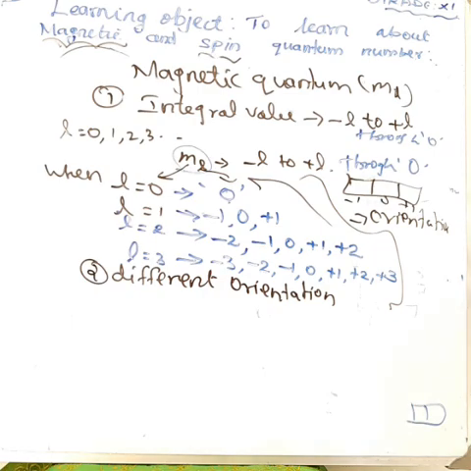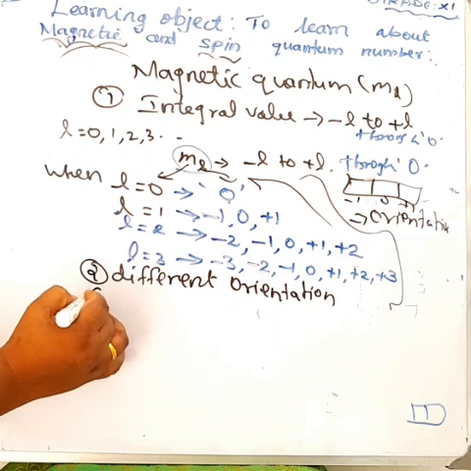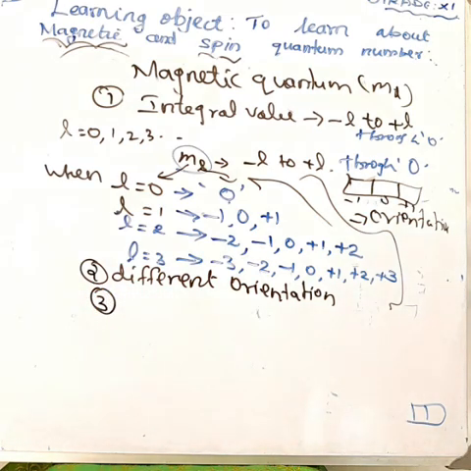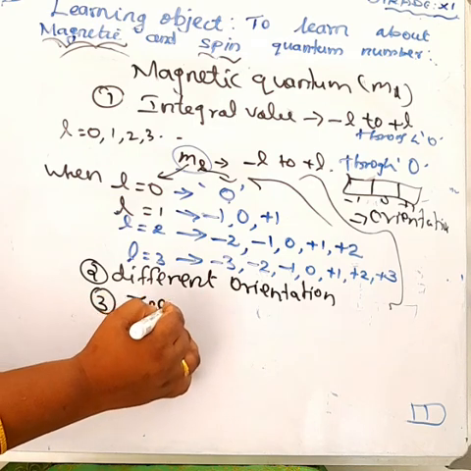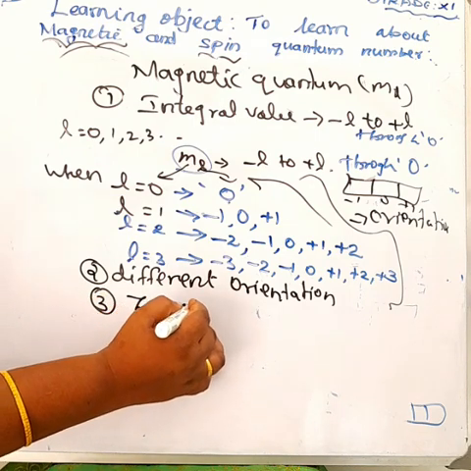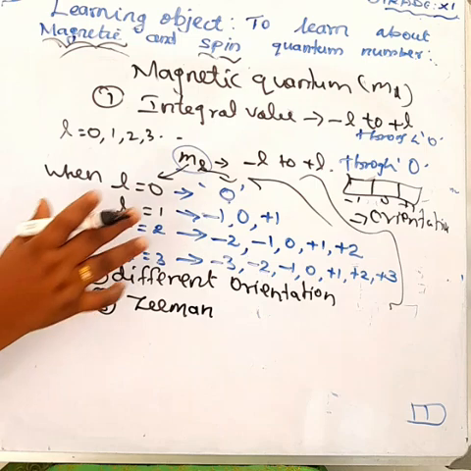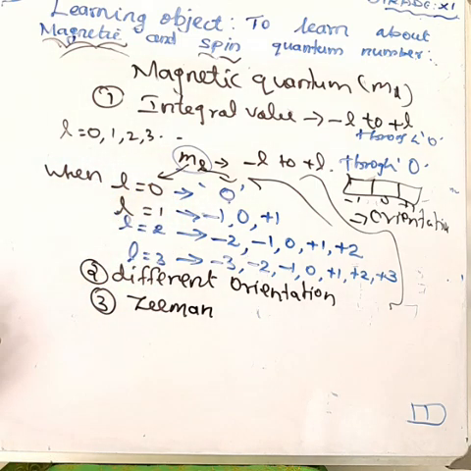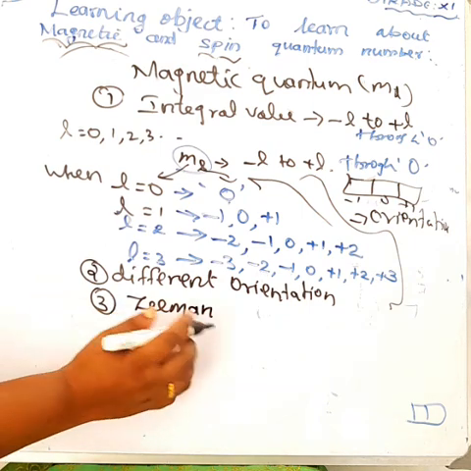Okay, and what about the third point? The experimental justification for this quantum number is provided by the Zeeman effect. This is about the mathematical expression. The experimental justification for this quantum number is provided by the Zeeman effect.